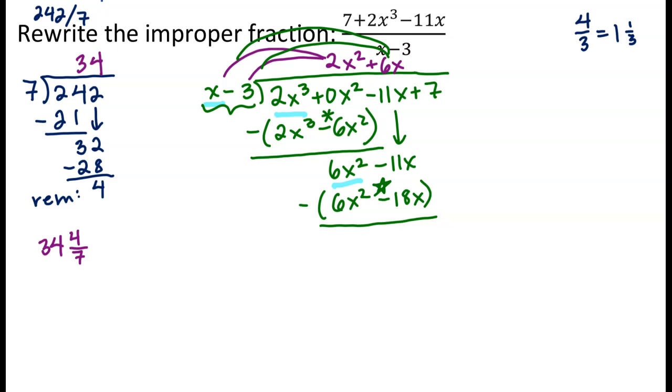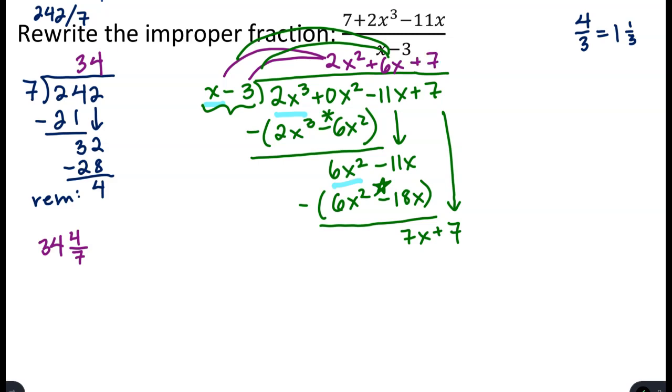But then we have to be very careful. It's negative 11x plus 18x. So we're actually getting 7x here. And then again, we need to always have 2 terms to work with. So we're going to drop down a 7. And this should be our last step. We've dropped everything down. So how many times does x go into 7x?